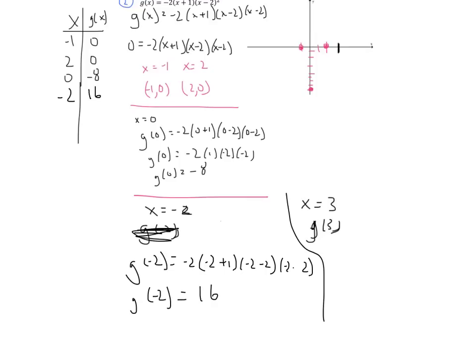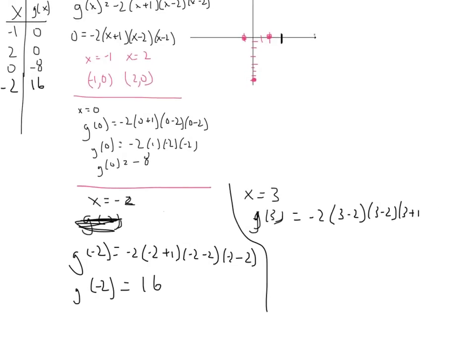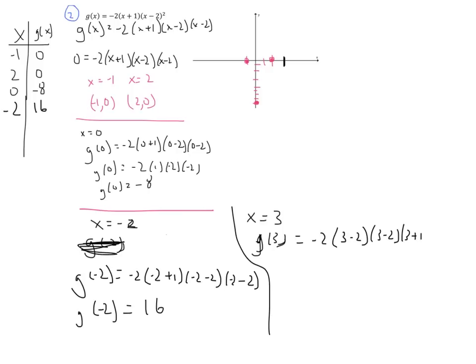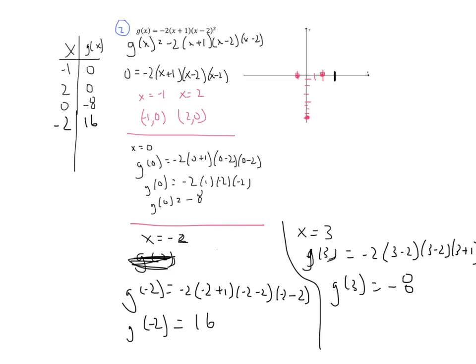And then lastly, you should have plugged in 3. That would be negative 2 times (3 plus 1) times (3 minus 2) times (3 minus 2), or you might have done that in a different order. But when you multiply that all out, you should get g of 3 is equal to negative 8. So in our table, we have the point (3, -8). I apologize this is so messy, but it's a little bit hard to write all this on the iPad. It'll be easier when we do this on paper in class.